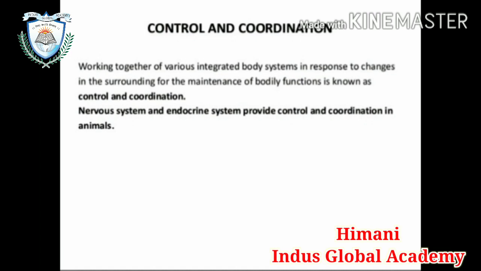The working together of various integrated body systems in response to change in the surroundings for maintenance of body function is known as control and coordination. Coordination in animals is done by the nervous system and the endocrine system. The nervous system consists of brain, spinal cord and nerves.